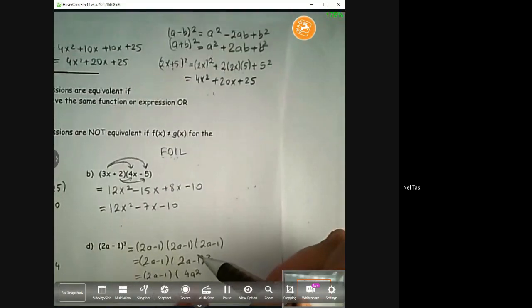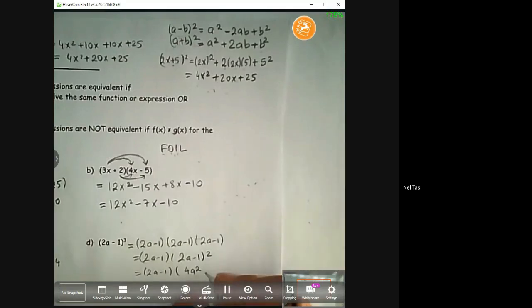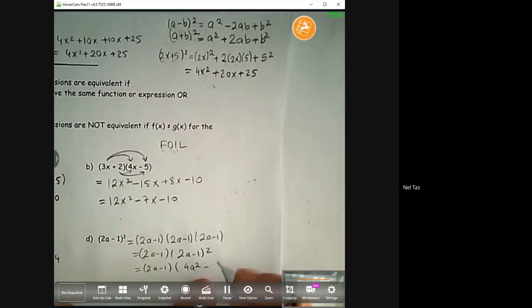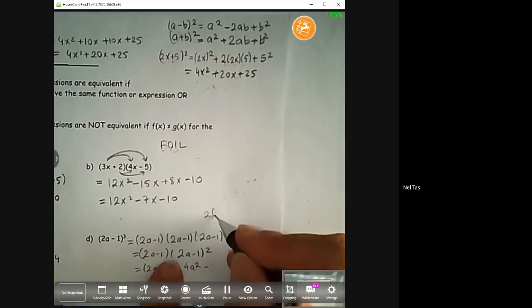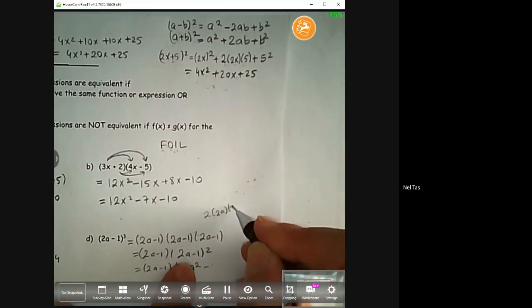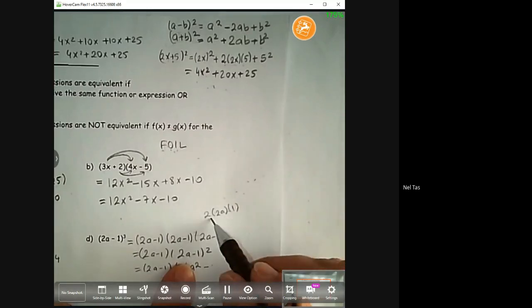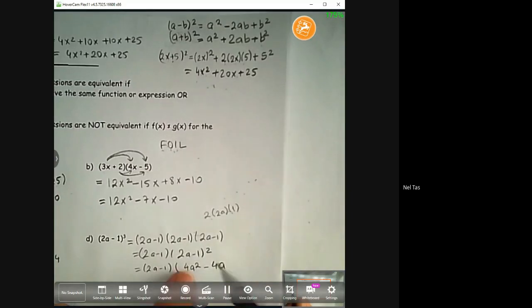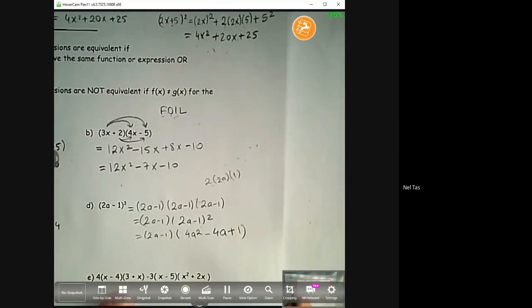Since we have a minus here, that's going to be the sign of the second term. Then we do 2 times the first term times the second term. That gives you 4a, so negative 4a. And then plus the square of the last term. 1 squared is 1. Using the shortcut, that's how you would take the square of 2a minus 1.